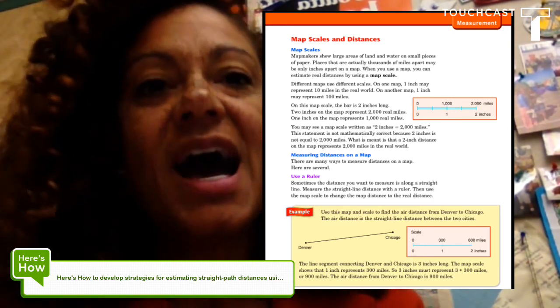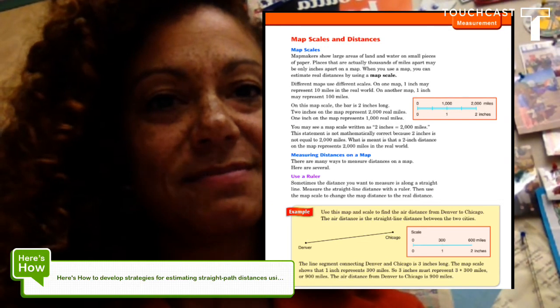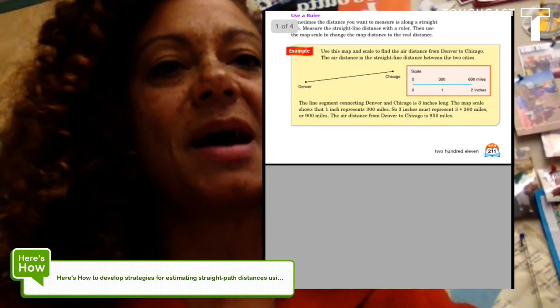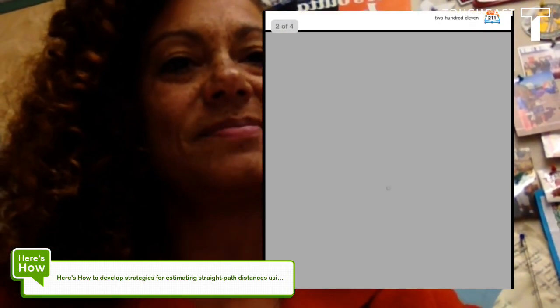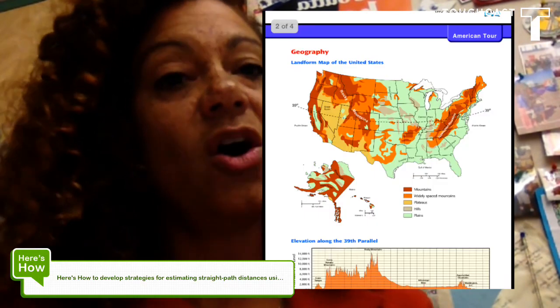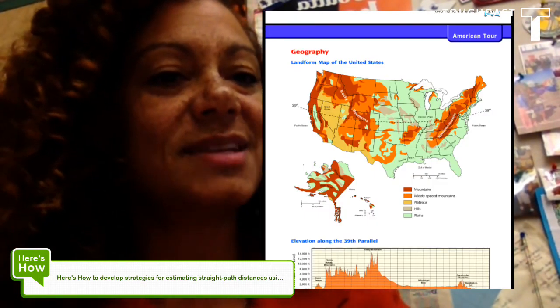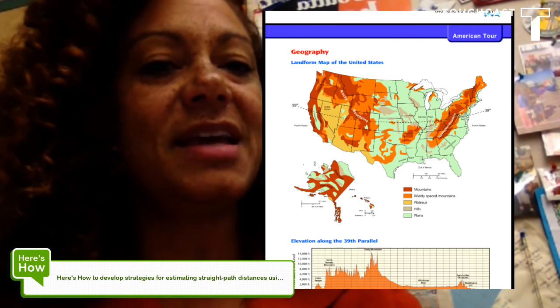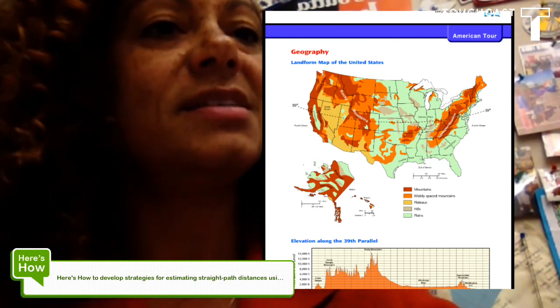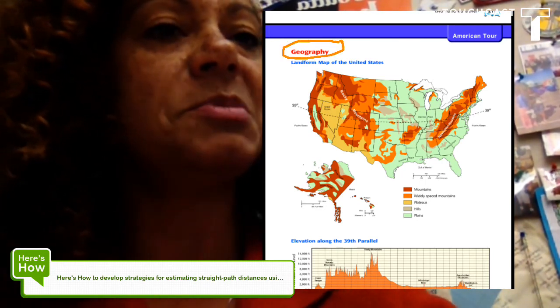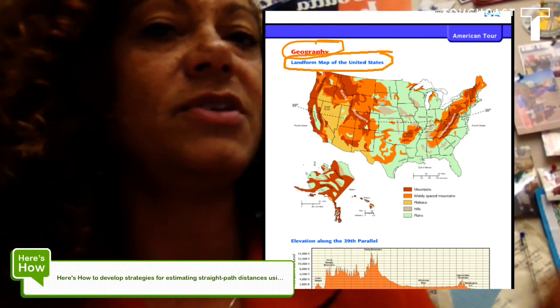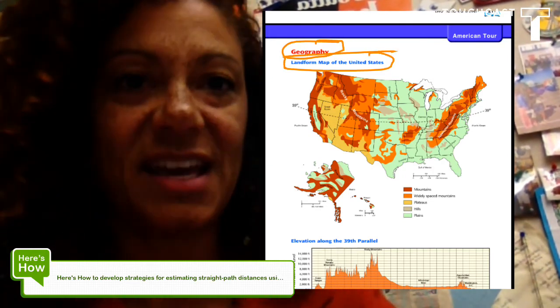Now, I want to move on to the next page. And you're going to take a look at the map at the top of this next page. There are some things here that all maps have in common, like the title. The title of this page is Geography, and the subtitle is Landform Map of the United States. All maps have a title.